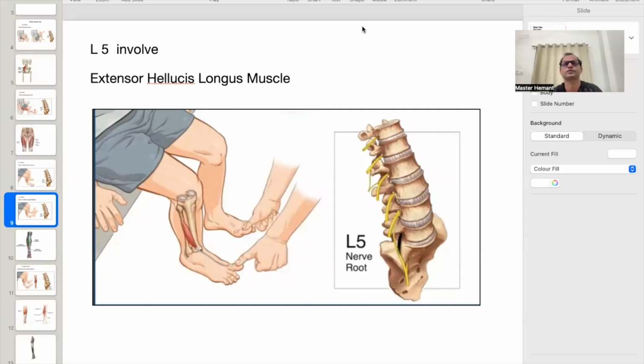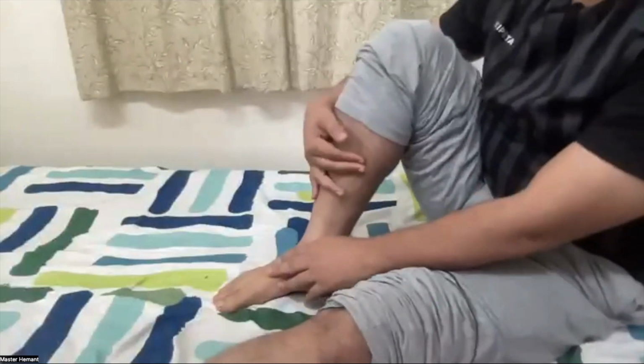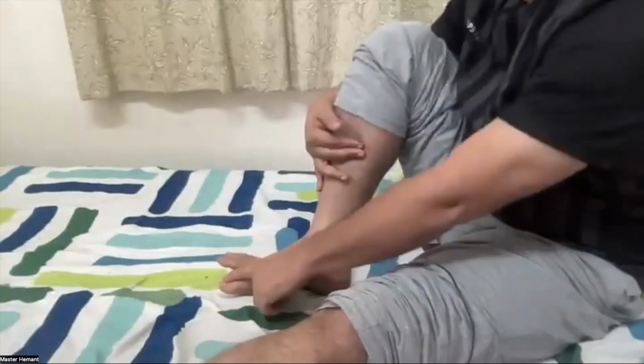So it's a very simple examination of the lumbar 5 nerve root compression. In lumbar 5 nerve root compression, what we are telling the patient, we are telling the person, okay, bring your great toe upward.